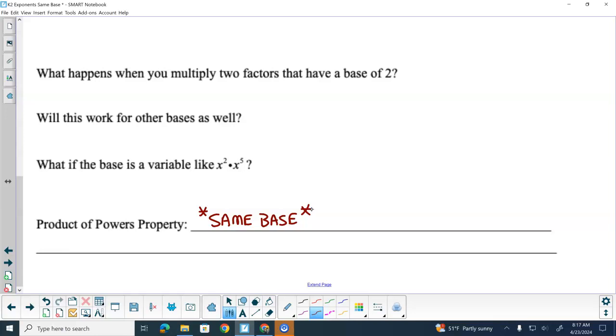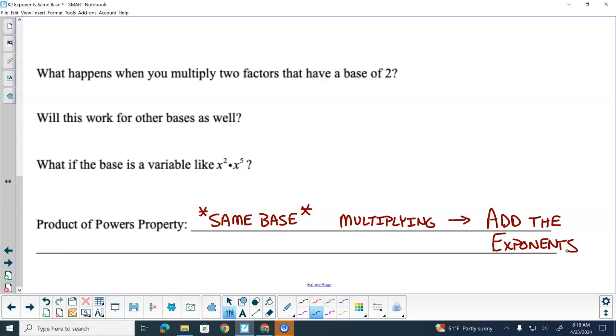If they're the same base and we are multiplying, then we add the exponents. If they're not the same base, you can't do this. It only works if they're the same base.